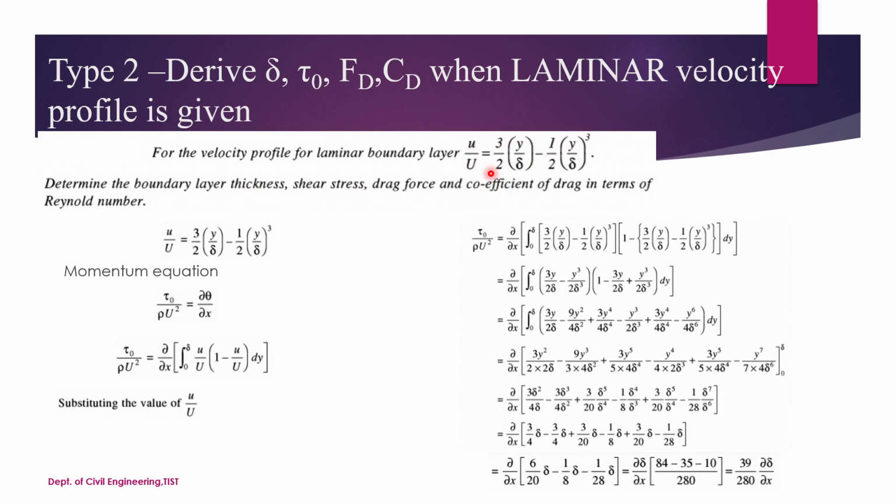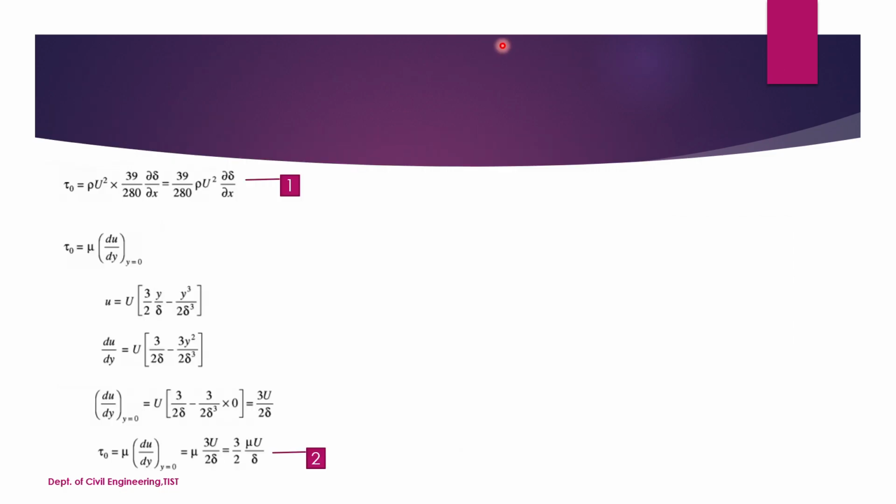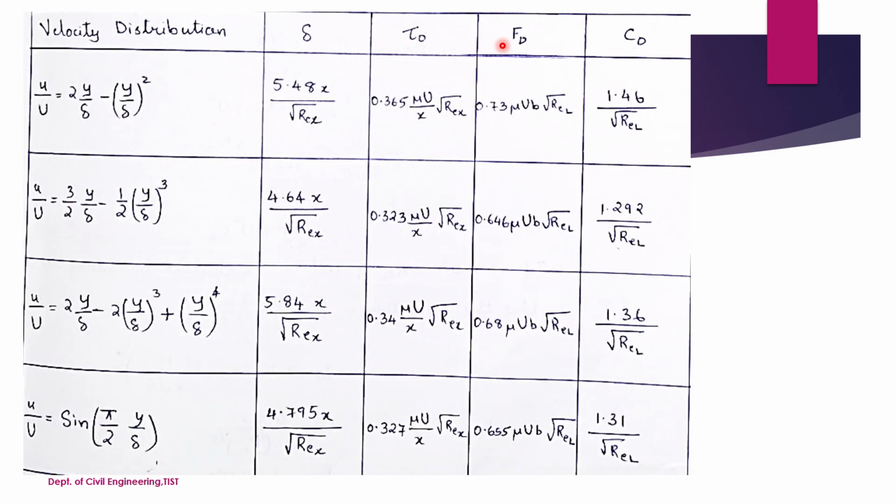So I have referred and compiled the equations obtained for different velocity profiles. Okay, so this is the procedure. In this table I have compiled the expressions obtained for common velocity profiles that are asked in the examination. These are the few velocity profiles that are usually asked, and these are the values of delta, tau naught, Fd and Cd that are obtained. Okay, now this is how you do type 2 problems.